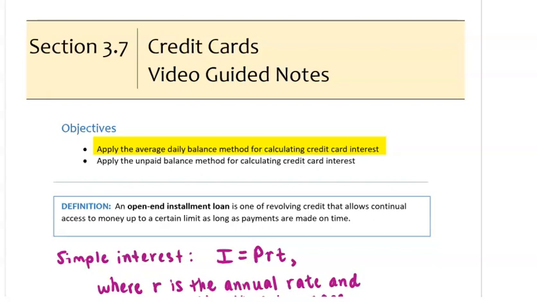Section 3.7 Credit Cards, Video 1. In this video, we will cover the following objective. Apply the average daily balance method for calculating credit card interest. We will begin with a definition.